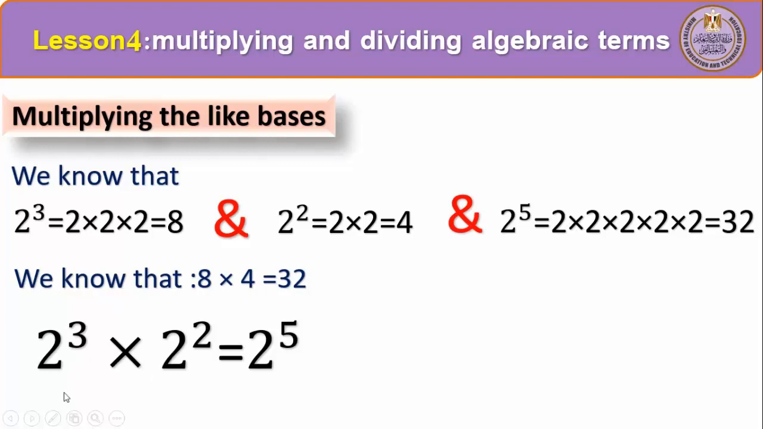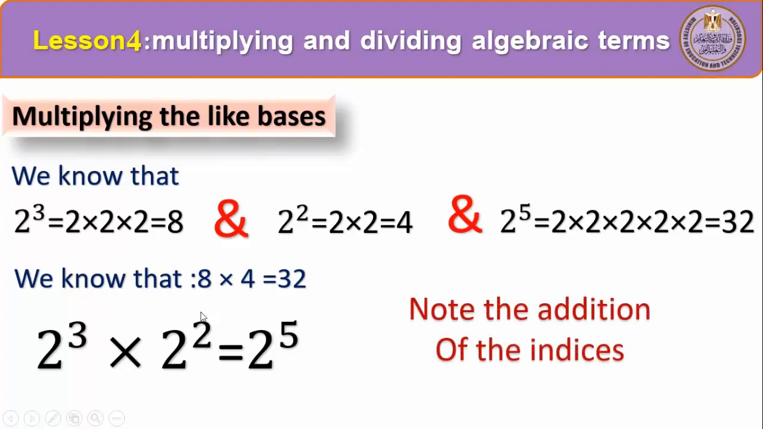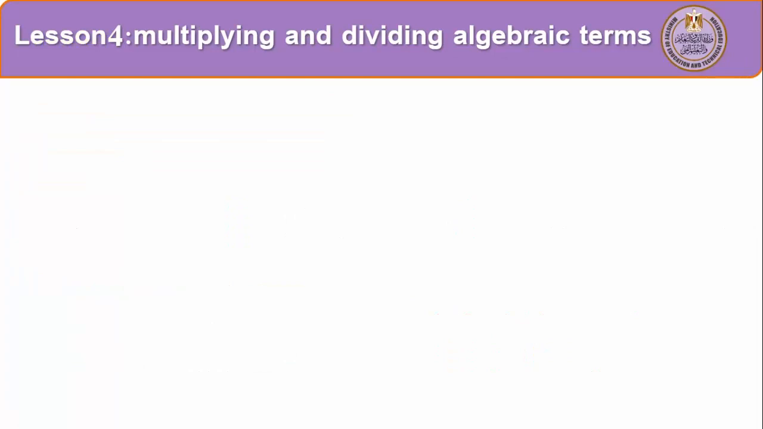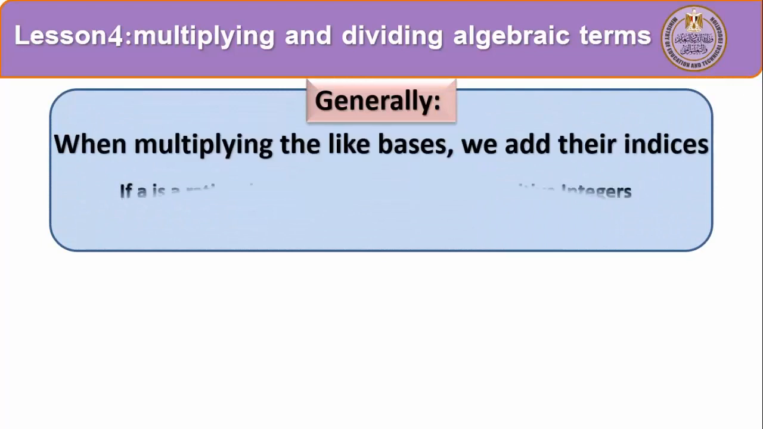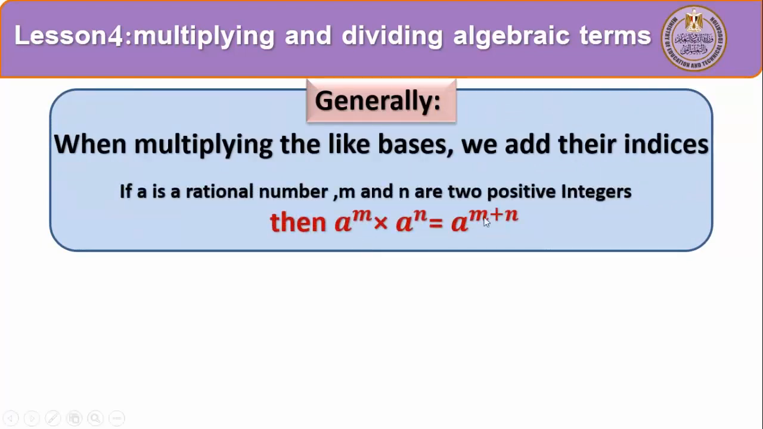We notice here that we have the same bases, 2. So when we multiply the same bases, all the like bases, we add powers. We add powers, or we add our indices. Notice that in multiplication we add indices. Generally, when multiplying the like bases, we add their indices. If A is a rational number, M and N are two positive integers, then A power M times A power N equals A power M plus N.